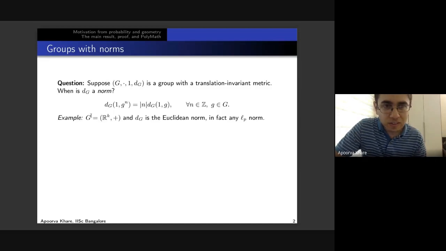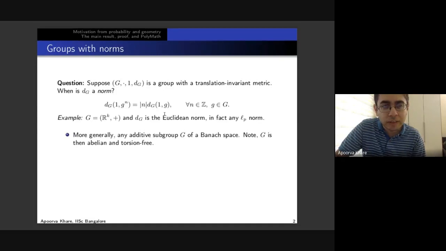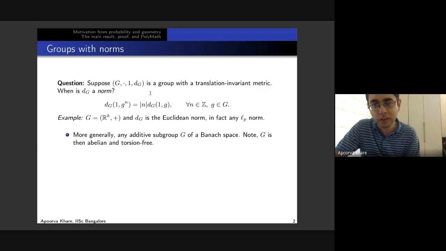The prototypical example is any Euclidean space, where the distance is the Euclidean norm, but in fact any LP norm will also work. More general than Euclidean spaces, you can think about Banach spaces, like LP spaces on measure spaces. So take any Banach space; that itself is a group with a translation invariant metric. And therefore, instead of taking the full Banach space, I can take any subgroup of a Banach space, which also inherits the norm from the Banach space.